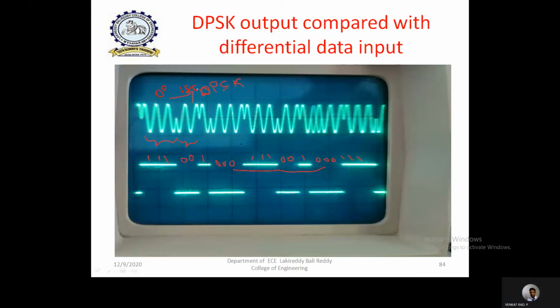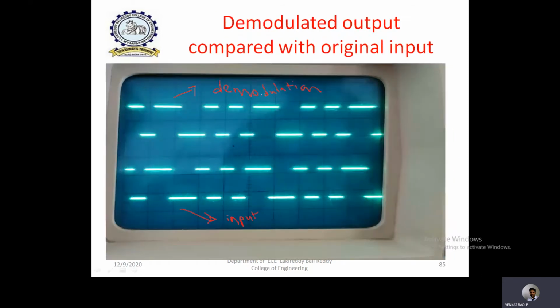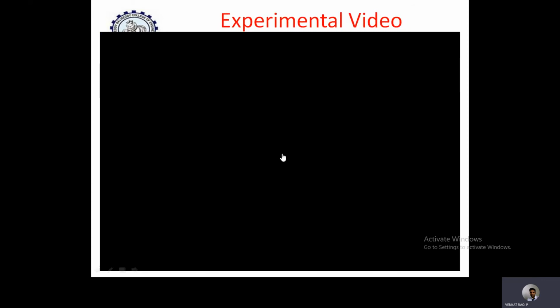That means the phase of the carrier changes between two values whenever the input combinations change. That's why this is called phase shift keying, but the modulation is generated based on differential data, so it is called differential phase shift keying. After observing the modulated output, you can observe the demodulation output. When I compare with the input, the demodulated output and the original input must be exactly the same. Clear? Now here I am going to explain the direct experimental video.